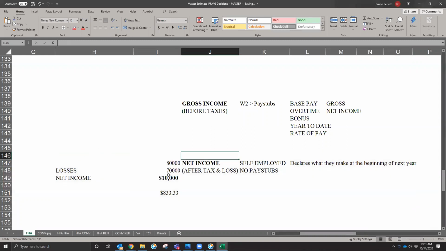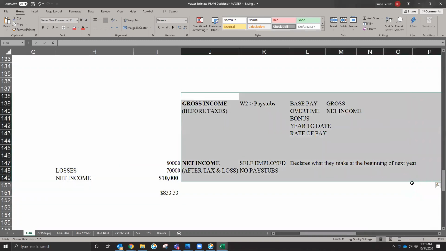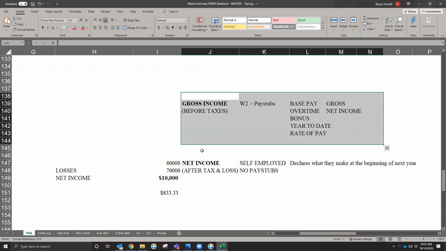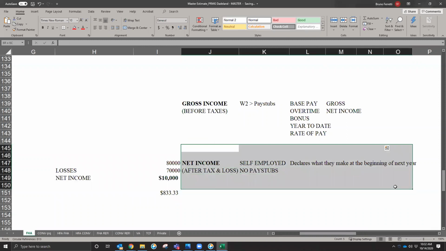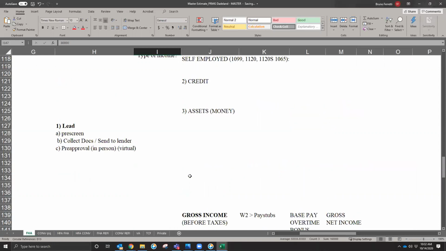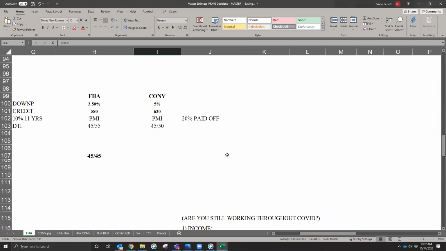Perfect. So that said, this is why it's so important to ask the question, do you work W-2 or do you work self-employed? Because 90% of people who work self-employed will do this to their taxes right here. And they will tell you at face value, I made $80,000 for the last 2 years. So let's get back to this real quick.